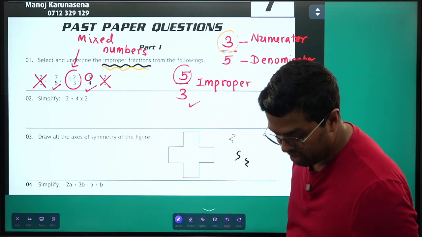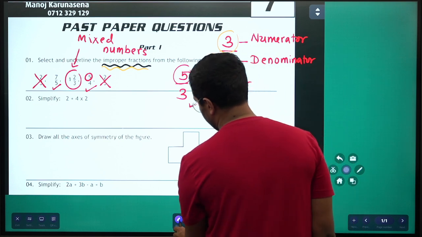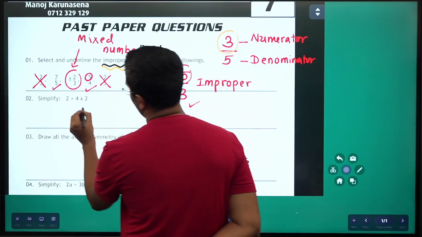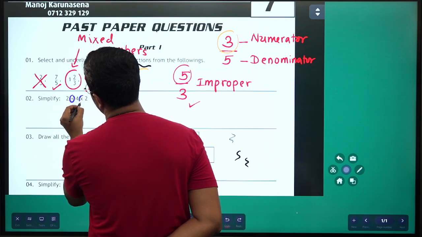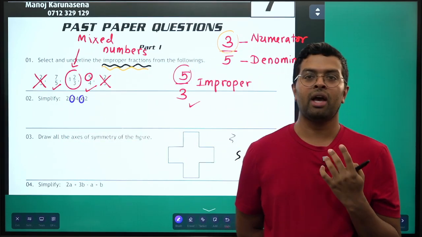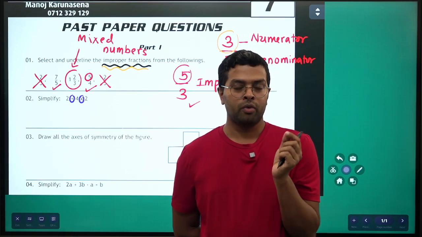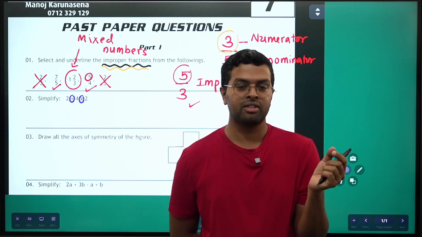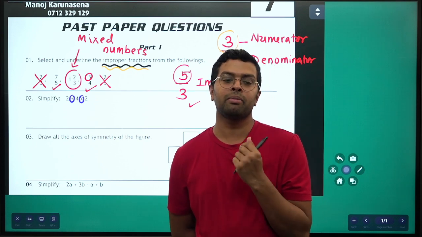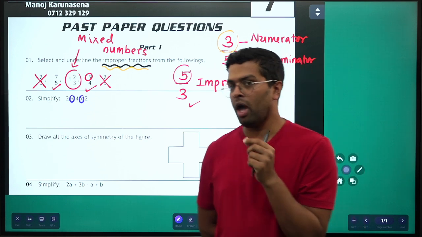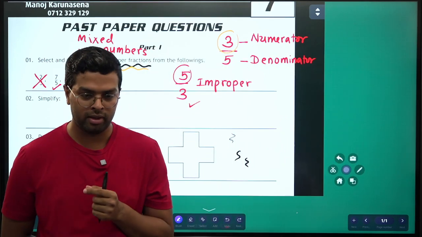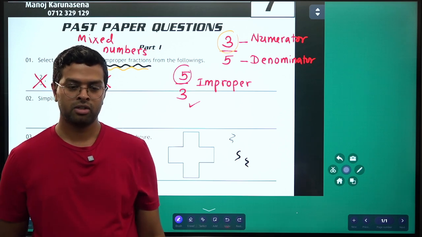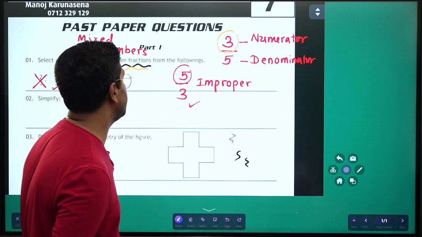Simplify. It's asked us to simplify 2 plus 4 into 2. What are the mathematical operations in this question? We have addition and multiplication, right? When you're doing calculations using mathematical operations, there is a sequence, a way that you have to give priority to the operations. If you have addition and multiplication together, which operation do we need to do first? Yes, first we have to do the multiplication part.